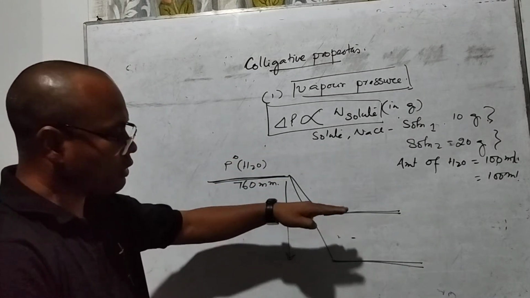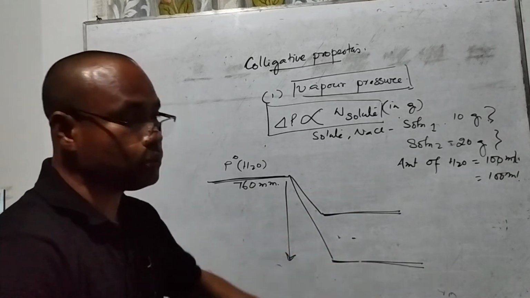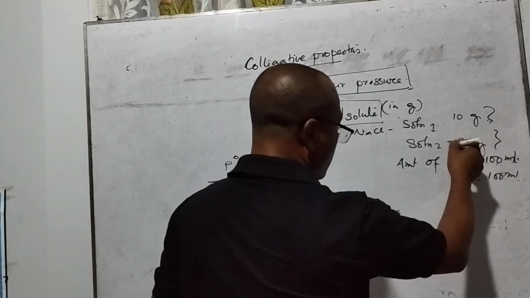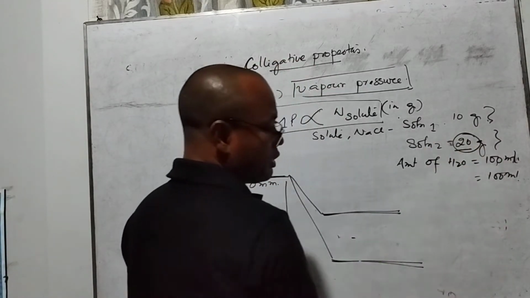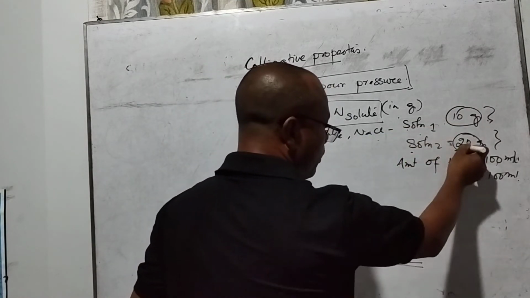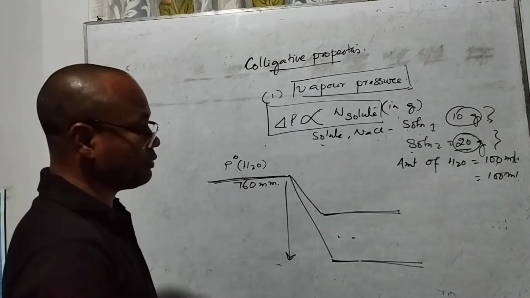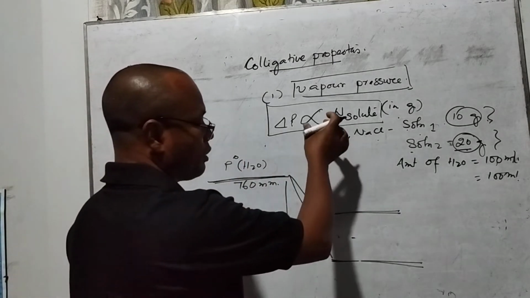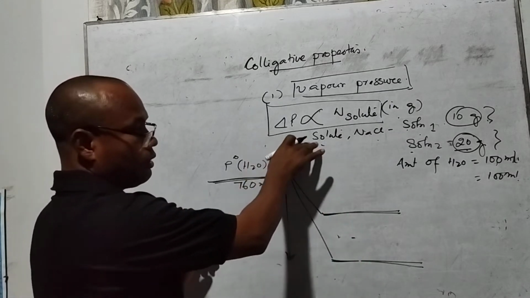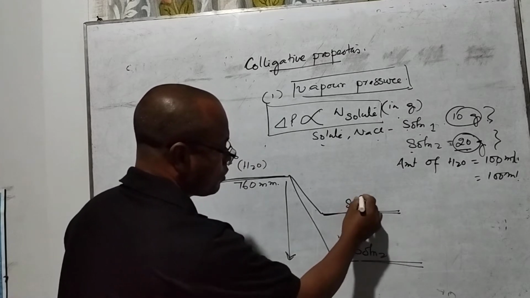The first law, this one, which solution will be related, and this one, which solution will be related, as we know that amount of the solute in our solution 2 is 20 gram, the amount of the solute in our solution 1 is 10 gram, so the amount of the solute in the solution 2 is more than the solution 1, therefore the lowering of the vapor pressure of the solution 2 will be more lowering than the solution 1. That means this should be the solution 2 and this should be the solution 1.